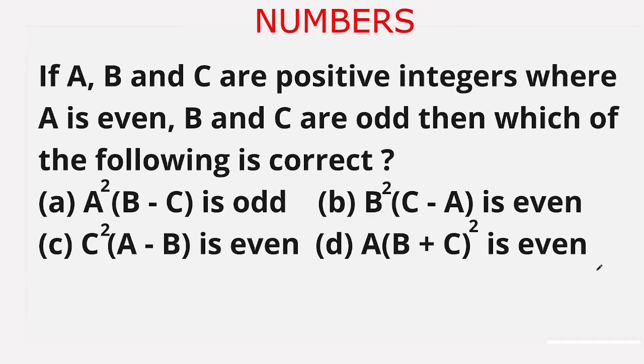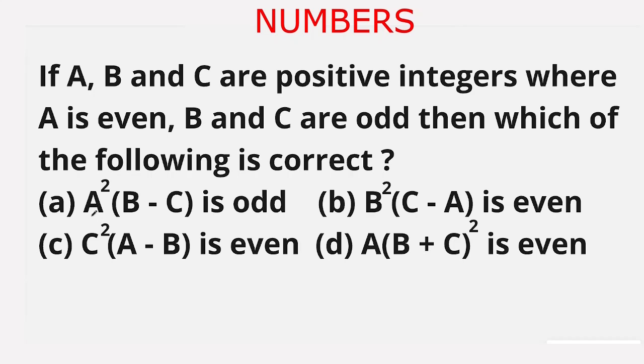For example, if B is say 7 and C is 5, this is for example only, then 7 plus 5 is 12, which is even, that is, the sum of two odd numbers makes an even number, and 7 minus 5 is 2, which is even, that is, whether sum or difference of two odd numbers, it makes an even number. From this concept, we go to the options.